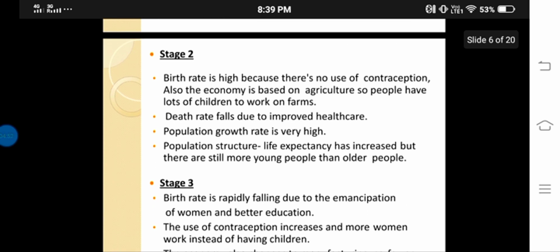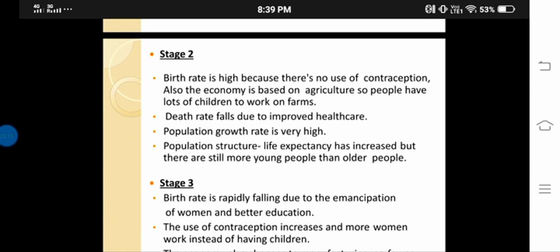Stage 2 is when a country, a nation improves, but not very much better, but it tries to improve. It is on the path of improvement. What happens here is that birth rate is high because there is no use of contraception, but death rate falls. In stage 1, we have seen birth rate and death rate both are high. But in stage 2, birth rate will not change, but death rate will fall.